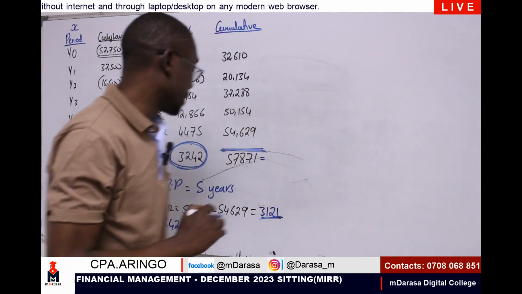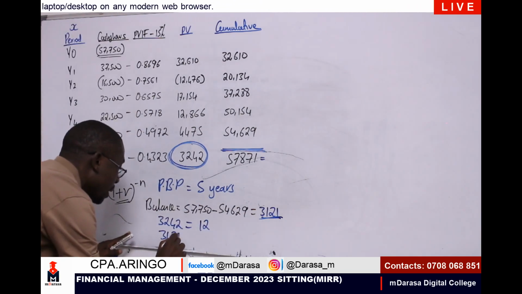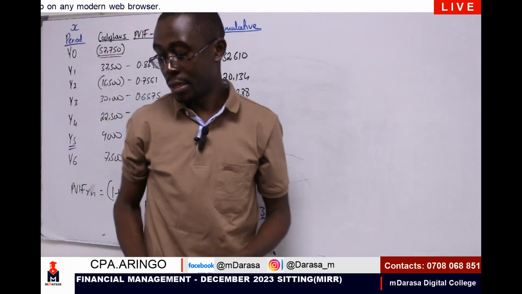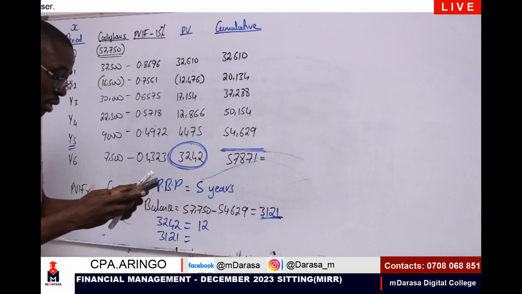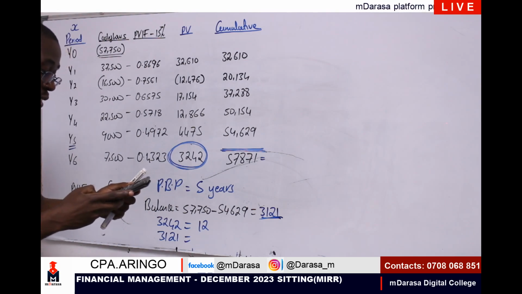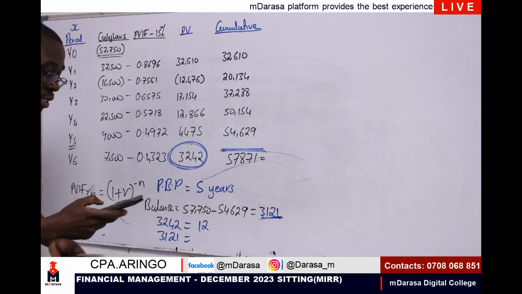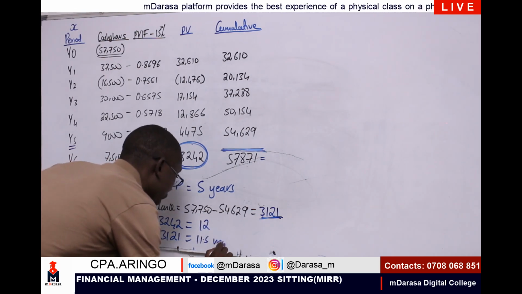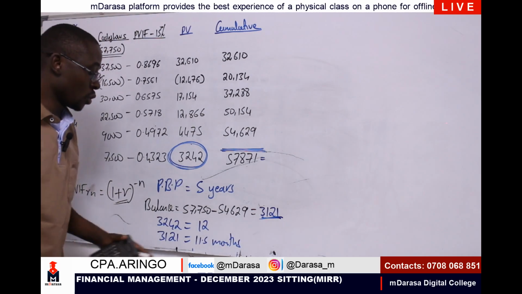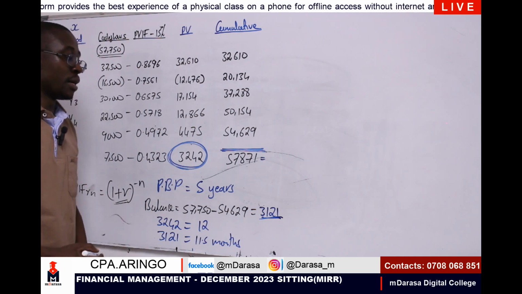So how long will it take us to earn the balance of 3121? This will translate to how many months? I'll pick my calculator very easily. I'll be having 3121 times 12, divided by 3242, which will give us 11.5 months. So in this case, I'm having 5 years and 11.5 months.